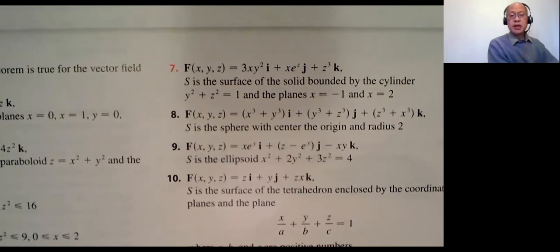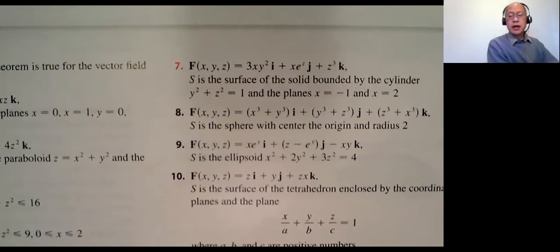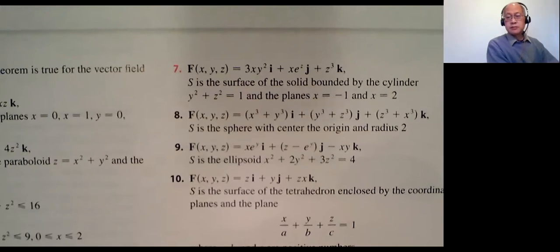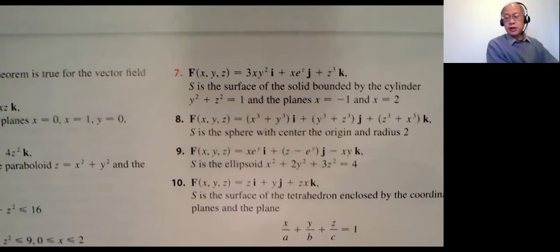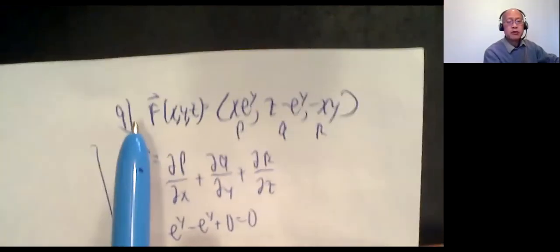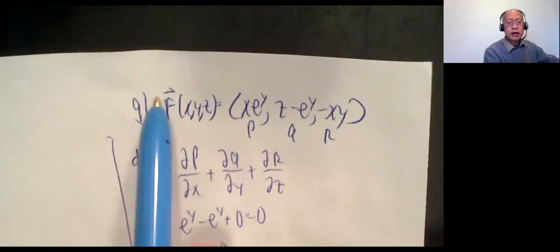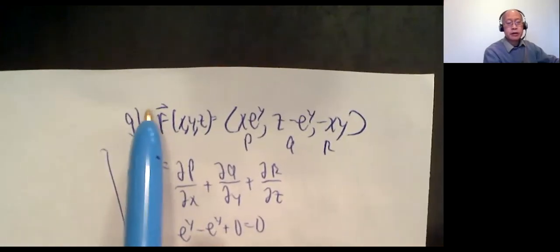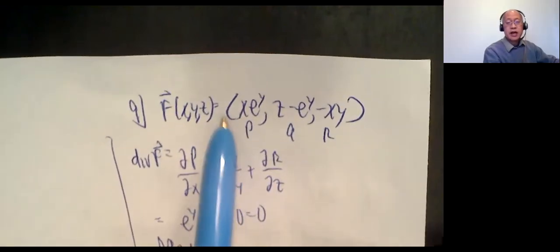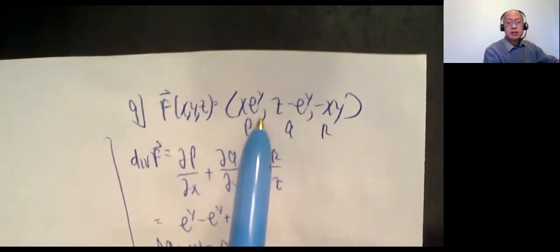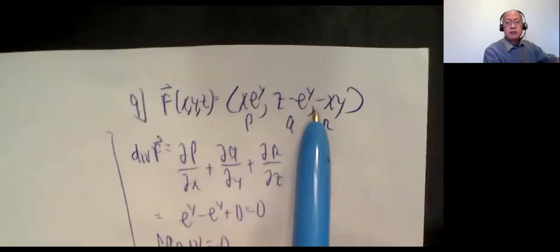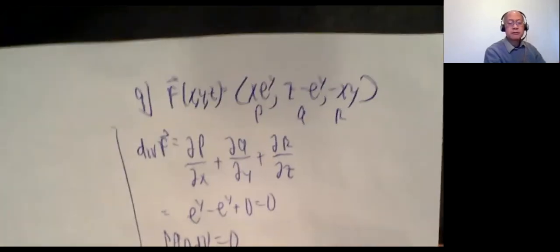Bold F of x, y, z is x e to the y plus and so on. S is an ellipsoid. Okay, so how do I do an ellipsoid? Turns out you don't have to worry about that for this particular problem, as you shall see quickly. So when the book does bold F, I do the vector, as you should know: F of x, y, z is x e to the y i plus z minus e to the y j minus x y k. P, Q, R.